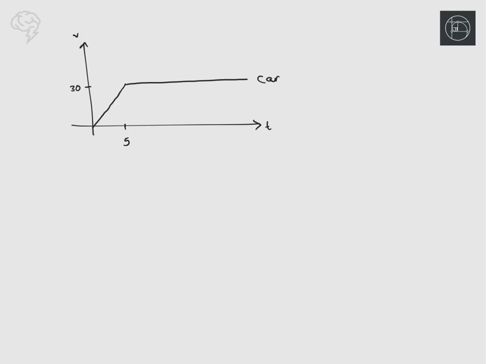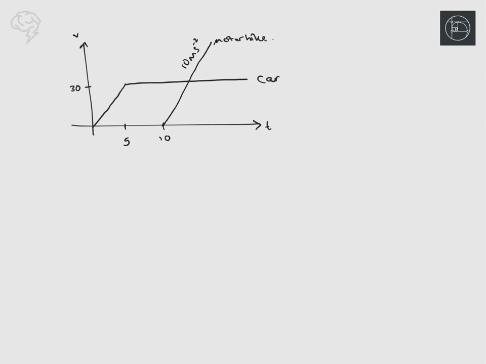Meanwhile, let's say that 10 seconds after the car has left, a motorbike sets off and accelerates with a constant acceleration of 10 meters per second per second. And the question is, when does the motorbike overtake the car?